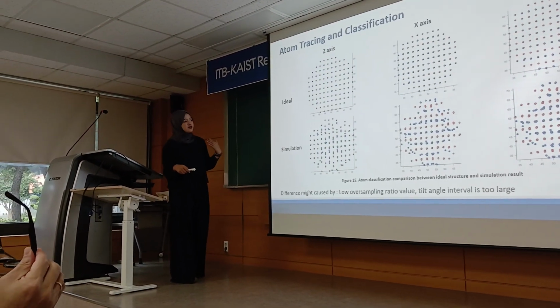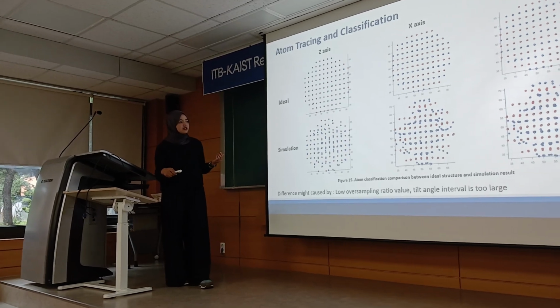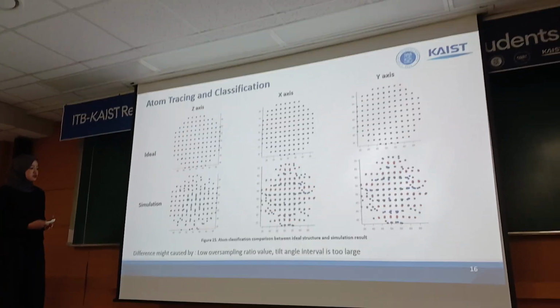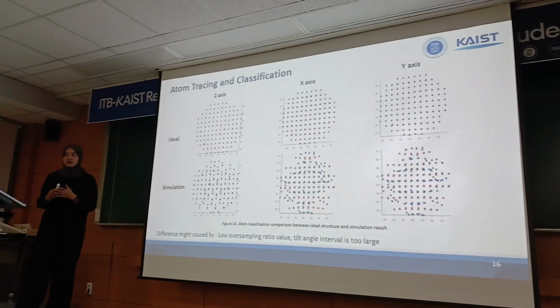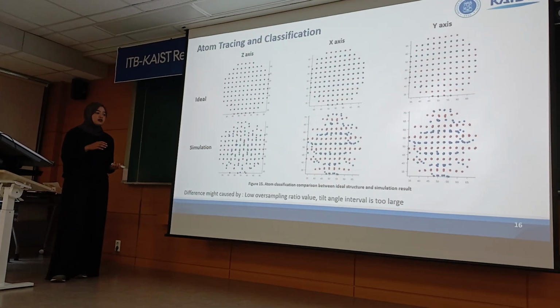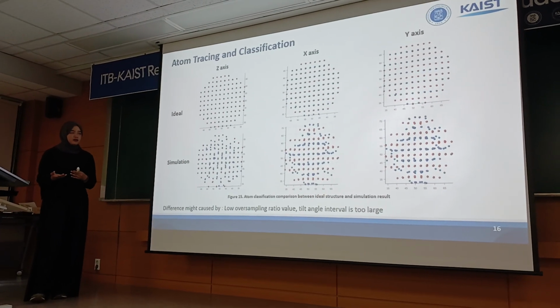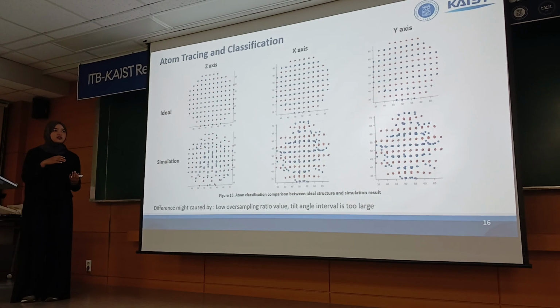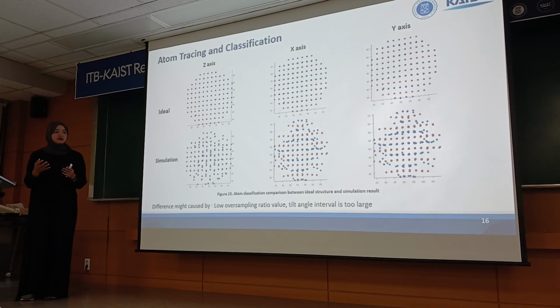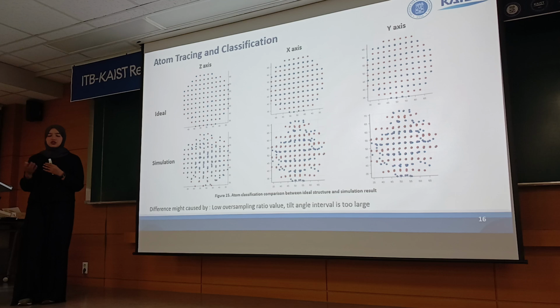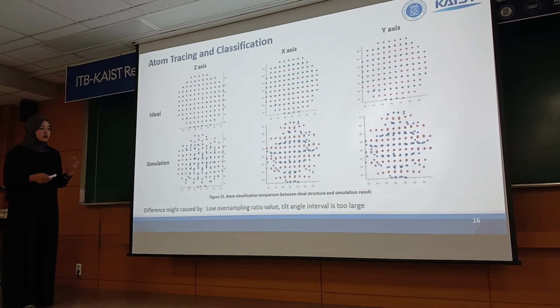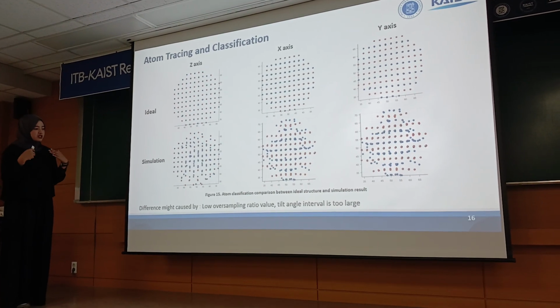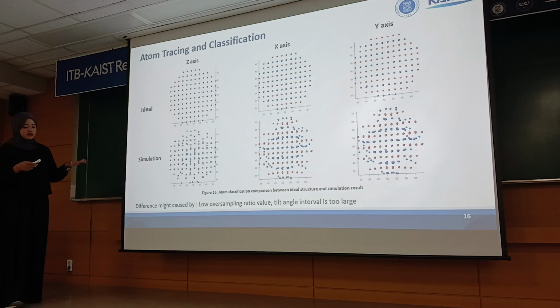As I said before, there are several differences that might occur due to the low oversampling ratio value in GENFIRE. We can set the oversampling ratio value. If we set it too low, there is information that is missing that we cannot retrieve with the GENFIRE algorithm. So if we increase the oversampling, it might give a better reconstruction.